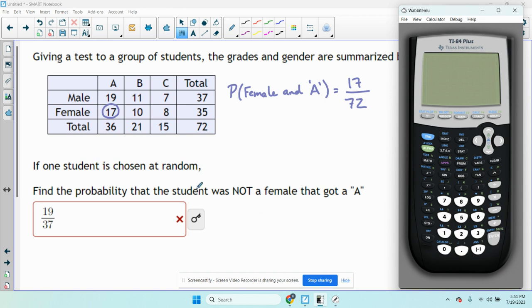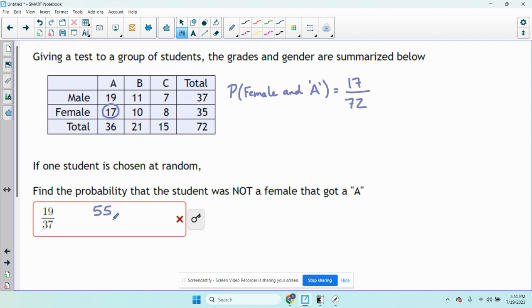So if I want to find the probability of not female that got an A, I can simply just do 1 minus 17 divided by 72. You can put the decimal in, or you can hit math, enter, and get the fraction, which is 55 over 72.